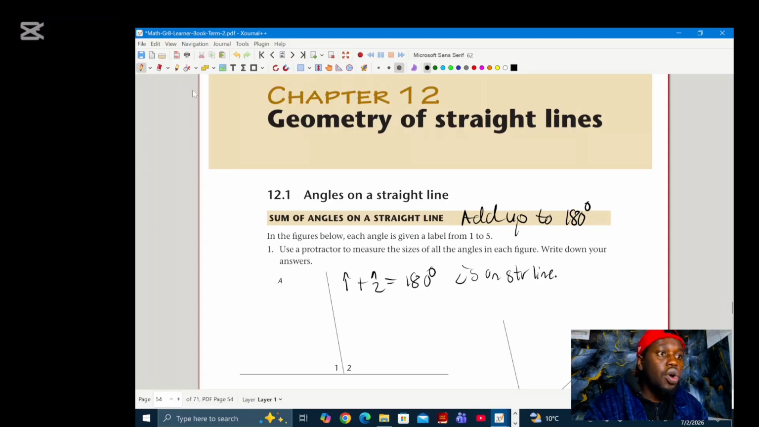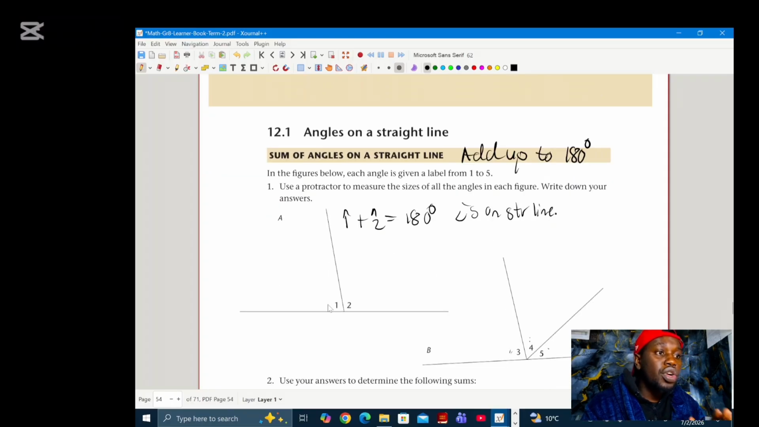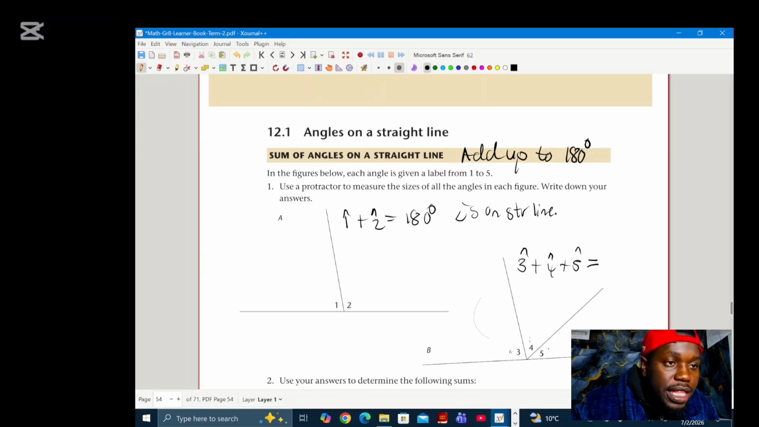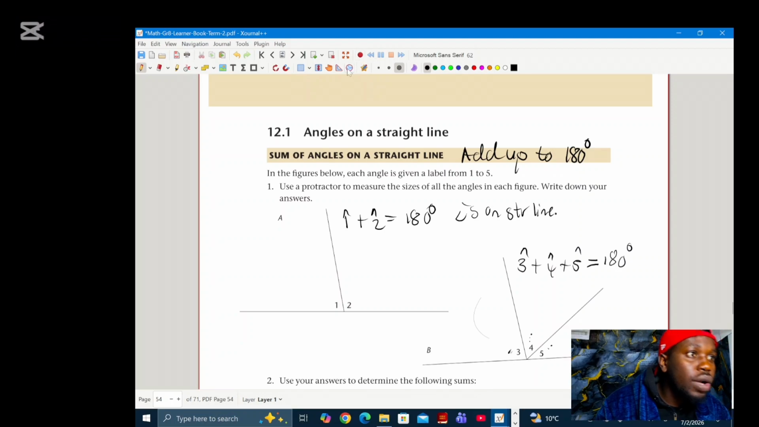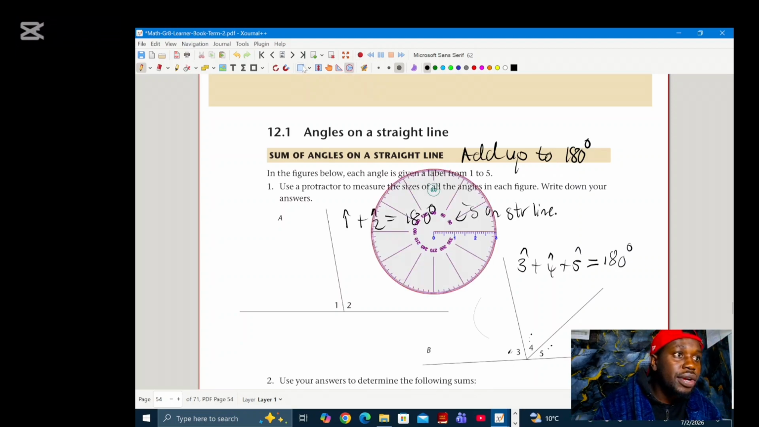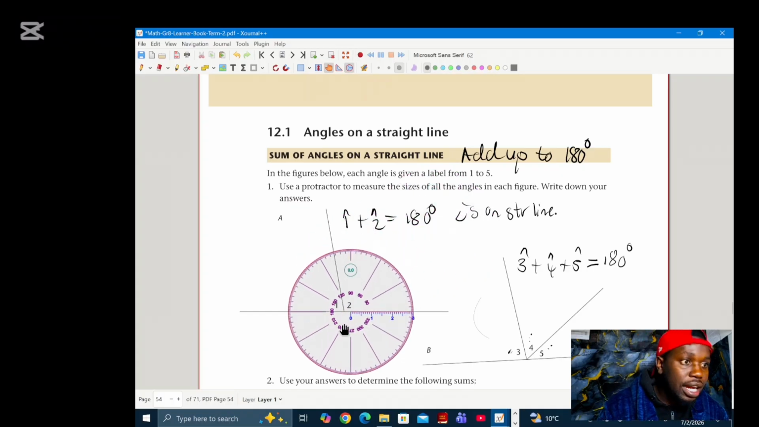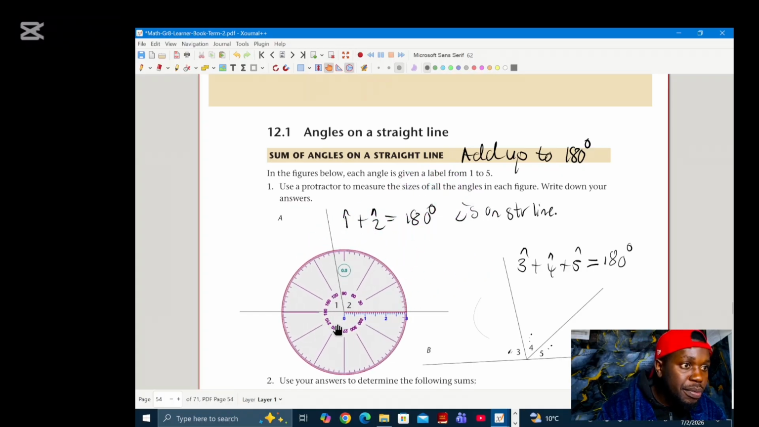At times there are not only two angles but multiple angles on the straight line. For example, if you look at B here, we have angle 3 plus angle 4 and angle 5. When we add these three, we must always get 180 degrees, because angles on a straight line add up to 180 degrees.